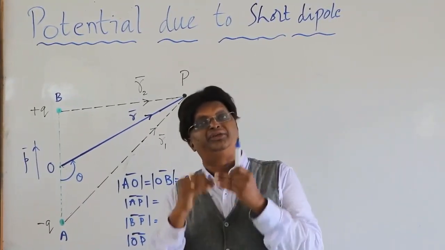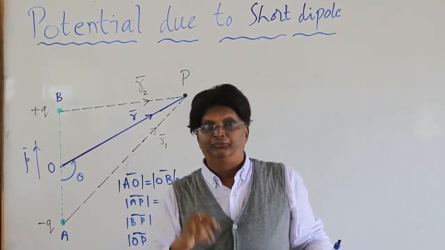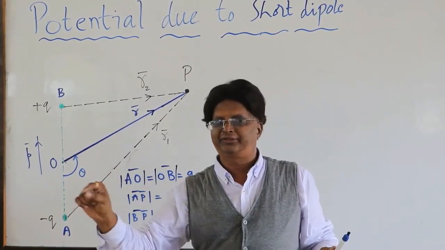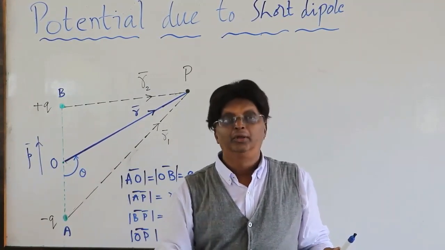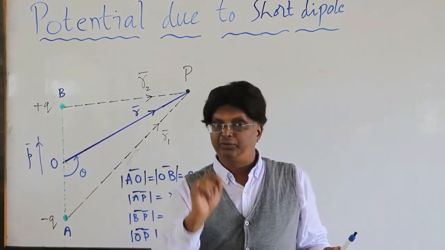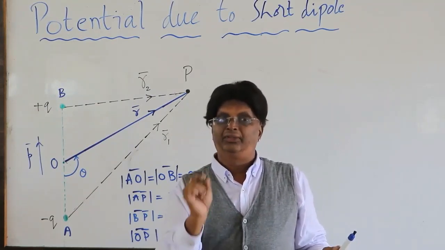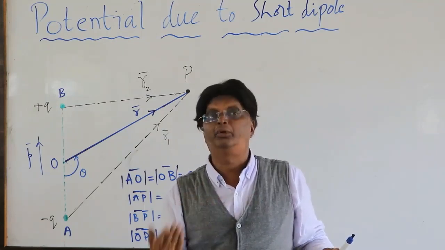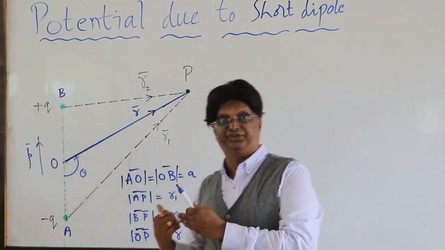Now here we will do a generalized case. We don't just do it for potential at the axial point or potential at the equatorial point. We are not doing that method. In fact, we are doing a generalized method, and from that result you can write the potential at any given point. So that is the approach here.